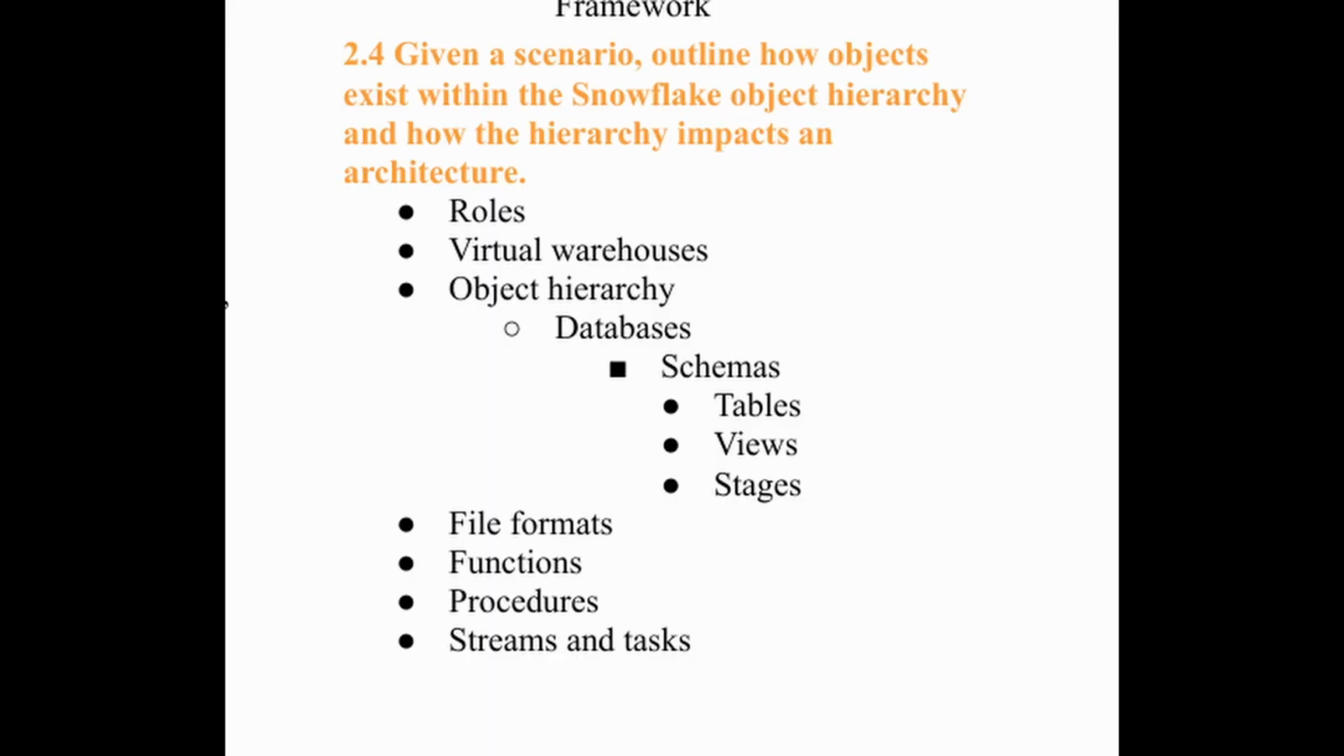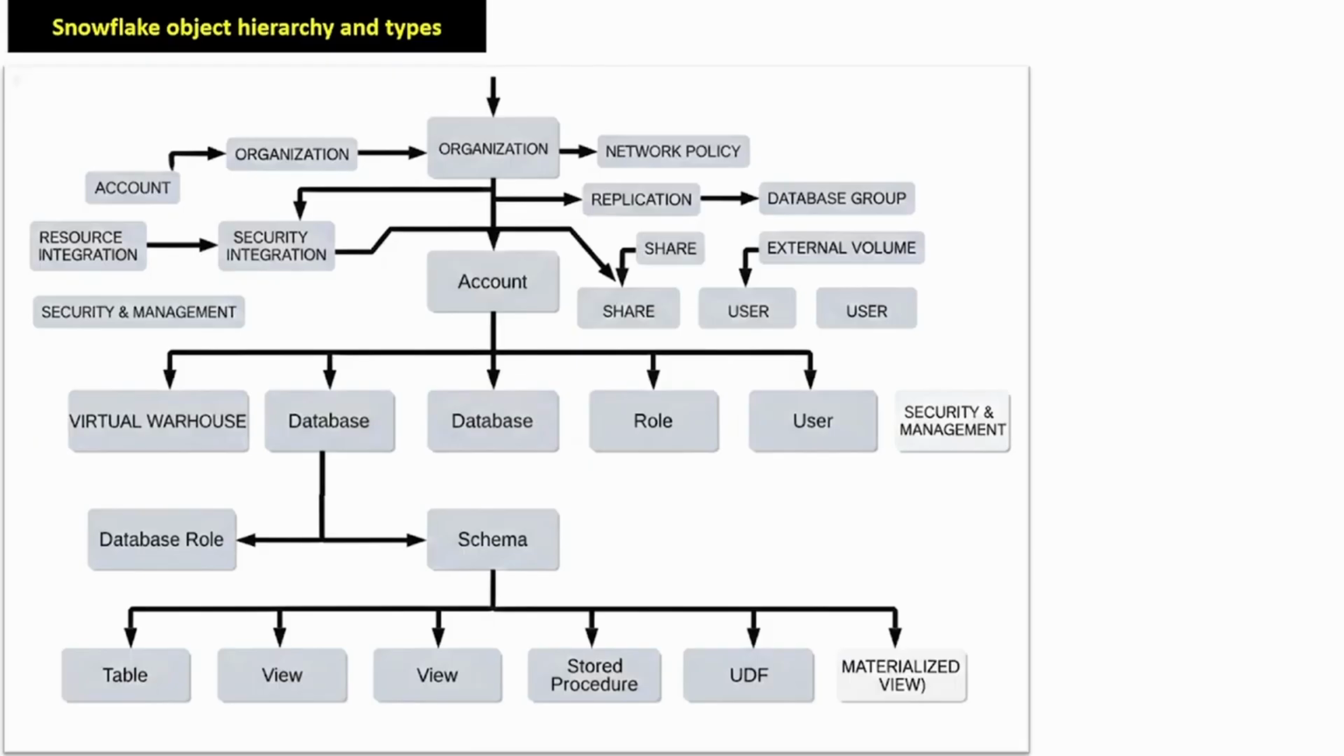We will be mastering Snowflake object hierarchy and types. If you see this image at the very top, we have organization. Think of this as the CEO of your Snowflake footprint. It's a global entity that allows you to manage multiple accounts across different clouds like AWS and Azure all in one. Under this umbrella, you have organization objects like account, replication, and network policy.